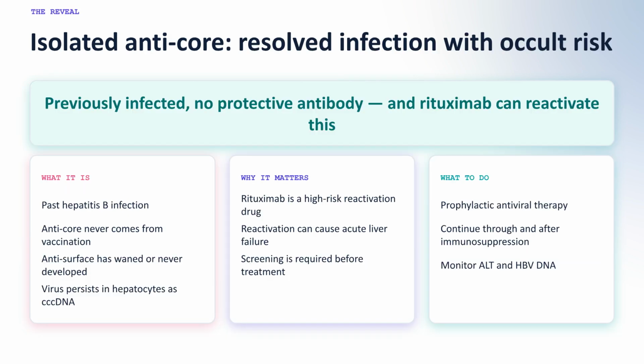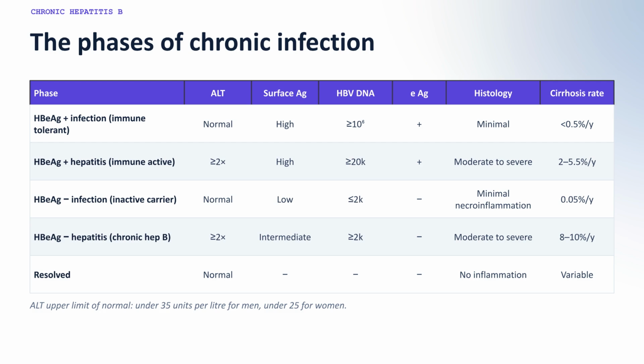Here is the answer. A positive anticore antibody with a negative surface antigen means past infection. An anticore never comes from vaccination, so this is real prior exposure. The virus has not been eradicated from the hepatocyte. It persists as covalently closed circular DNA. Rituximab is one of the highest risk drugs for reactivation, and reactivation here can be fatal. So the source specifically says to screen before chemotherapy, anti-tumor necrosis factor agents, rituximab, and prolonged high-dose steroids. And treat prophylactically.